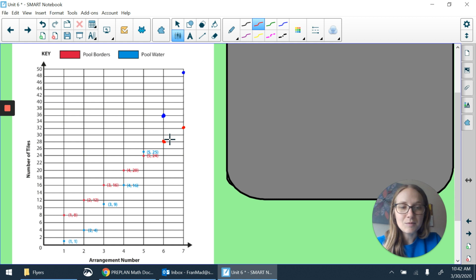Something I noticed when I was listing these borders is that every time we had a new arrangement, the tiles for the border increased by 4. And I see that here going from 8 to 12, 12 to 16, 16 to 20, and so on. So it's almost like every time I went over 1 on my x-axis and then up 4 on my y.